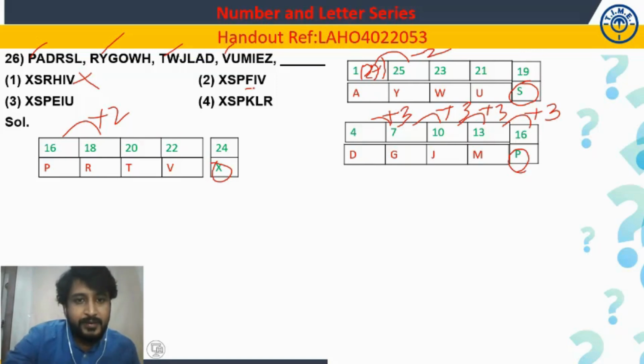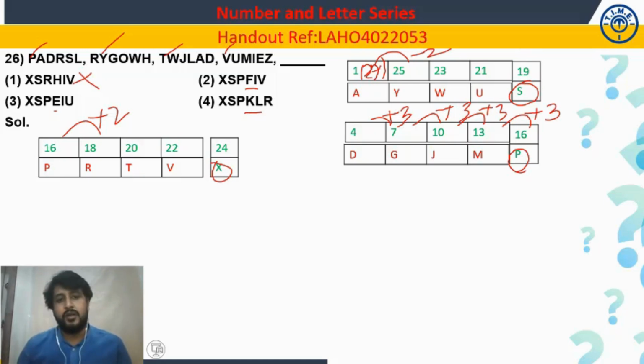And the fourth letter in the second option is F. Fourth letter in the third option is E. Fourth letter in the fourth option is K. So either it should be F, E, K. If you can decide that, you can decide your answer also.